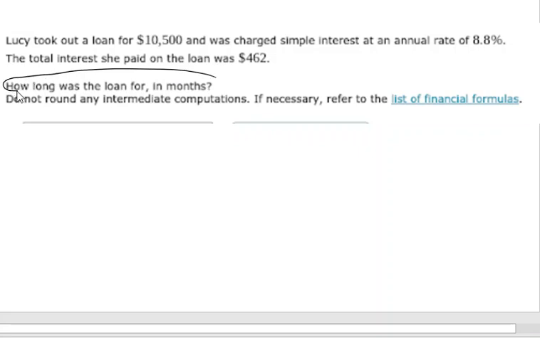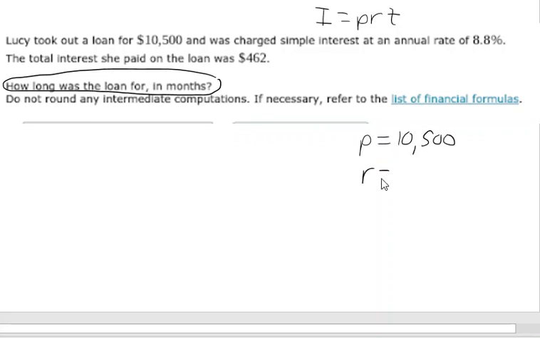So the question that we're answering here is how long was the loan for in months? Okay, so we're going to take our simple interest formula, I equals P times R times T. We're going to identify the things that we know in the formula and then solve for what we don't know. So if Lucy took out a loan for $10,500, that is your principal amount. That's the starting amount. The rate is 8.8%, which is going to be 0.088. The time, that's the thing that we don't know. And then the interest, it says the total interest she paid on the loan was $462.